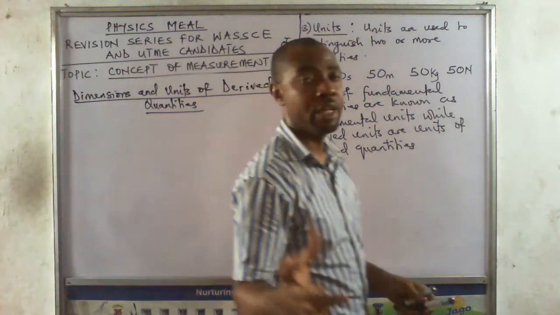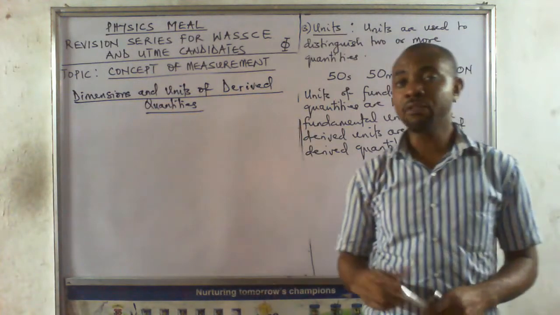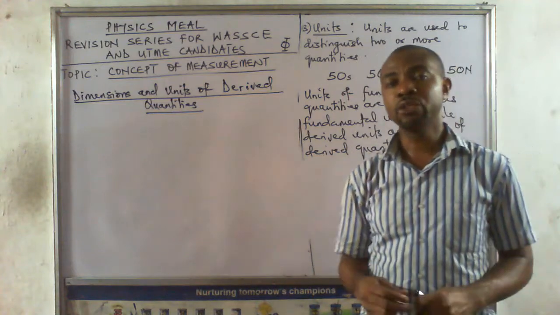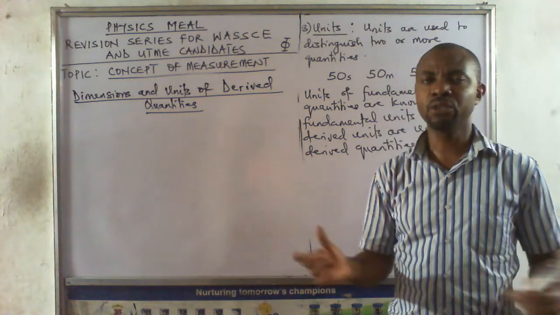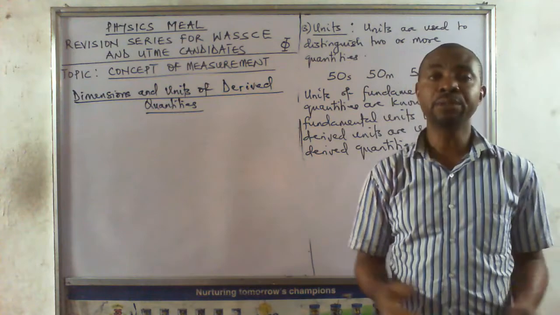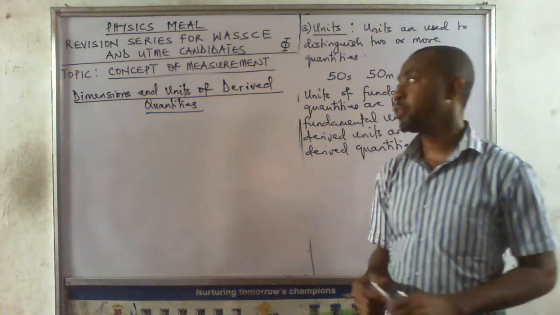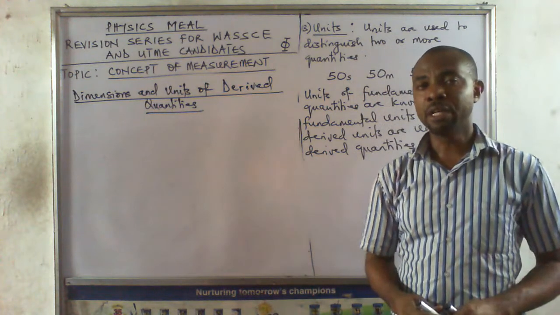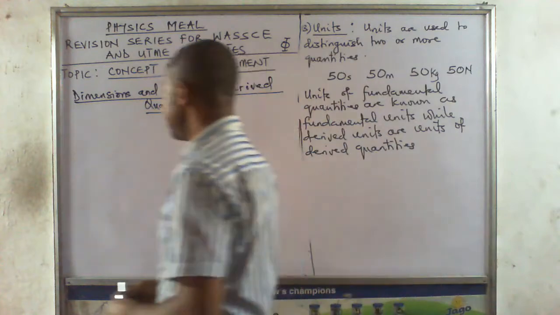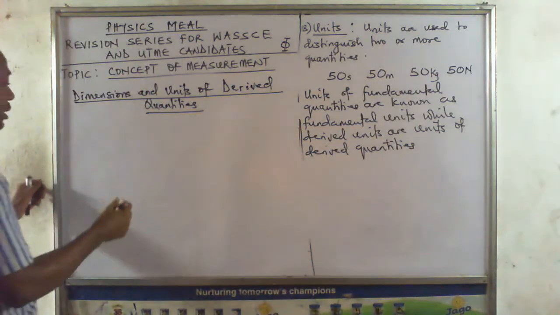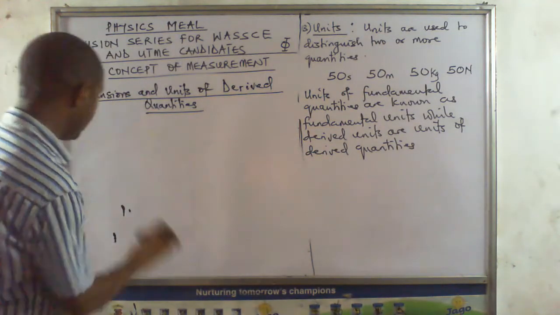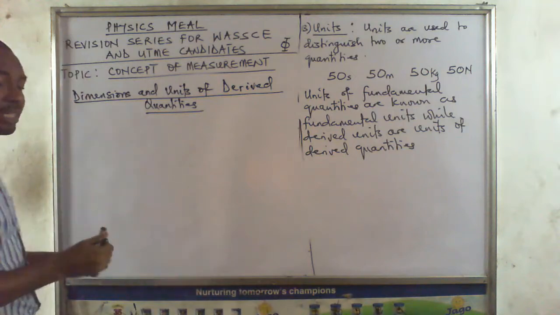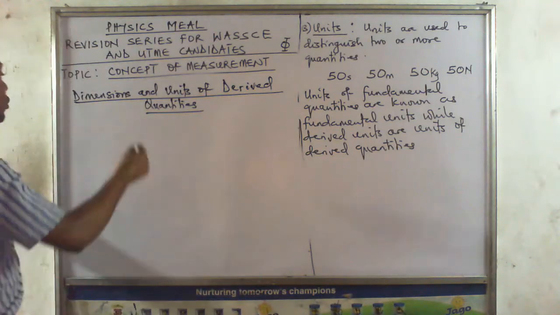Now, when we are given a derived quantity, we remember we said that a derived quantity is a quantity that depends on two or more quantities in order to obtain its dimension and also its unit. So how do we obtain the dimension and unit of a derived quantity? We're going to look at the steps that we need to take before we cite some examples. So, to obtain the dimension and unit of derived quantities, there are steps that we need to take. So what are these steps?